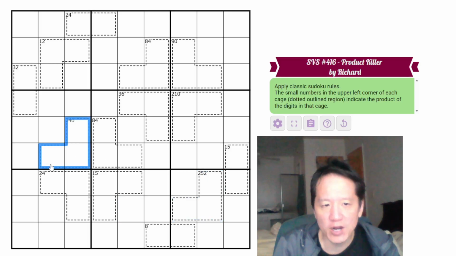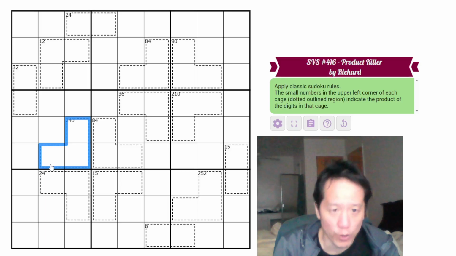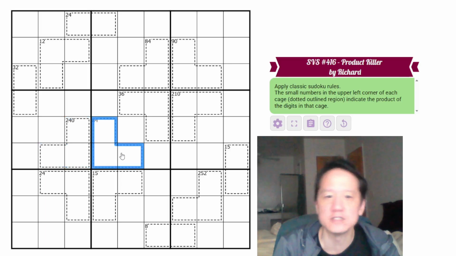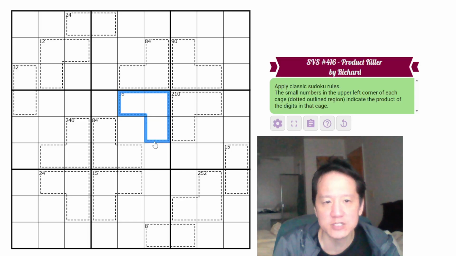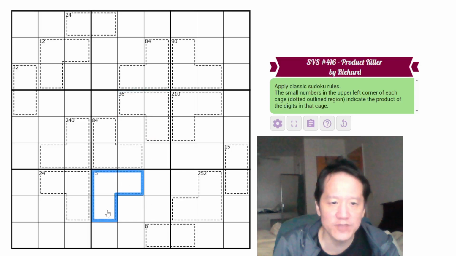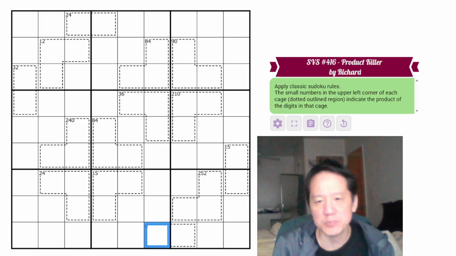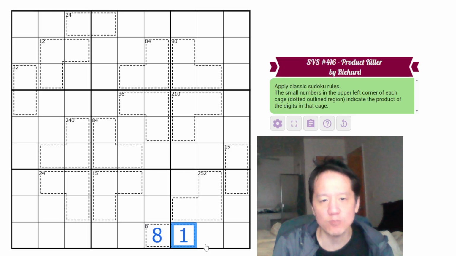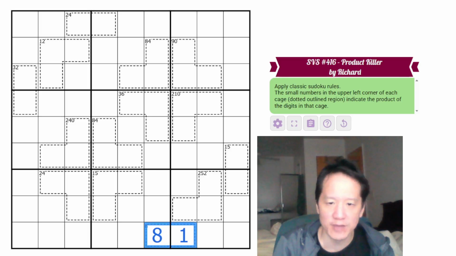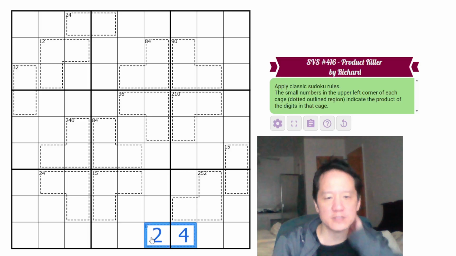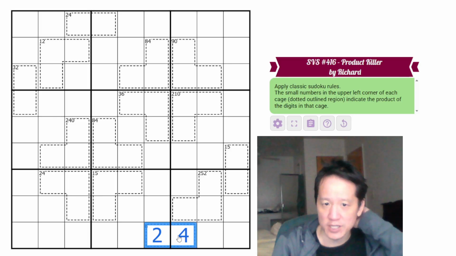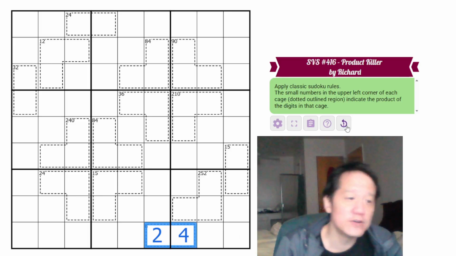So the product of these three digits is 240. The product of these three digits is 84. The product of these three digits is 36. The product of these three digits is 15. The product of these two digits is 8. As an example, this could be 8 and 1, which multiply together to 8, or it could be 2 and 4, because these two digits also multiply to 8. And those are all the rules.